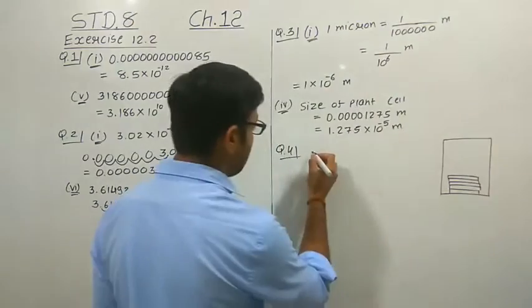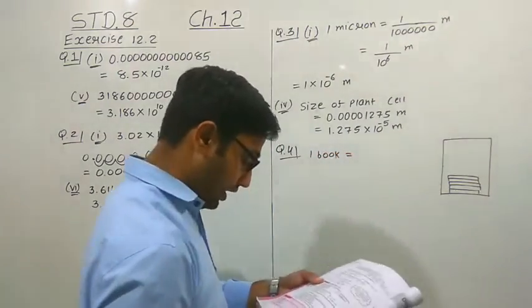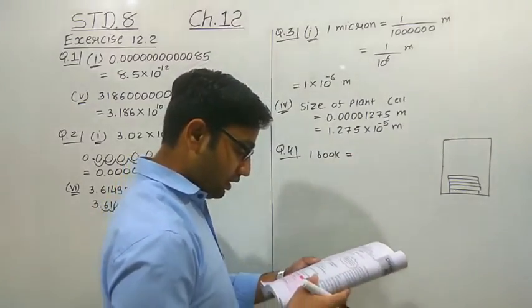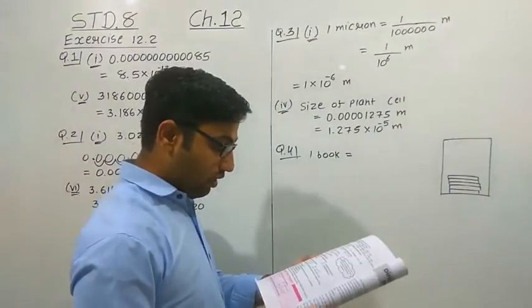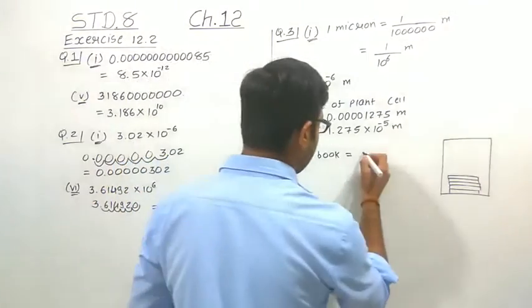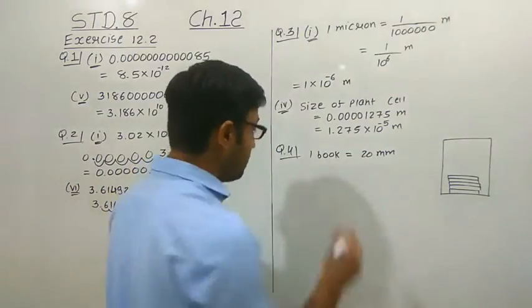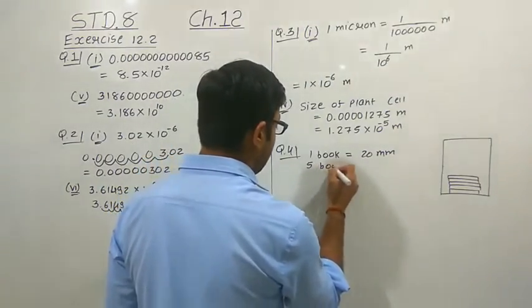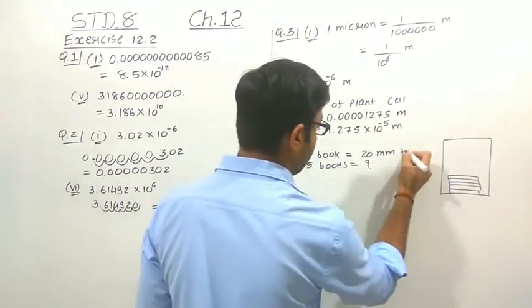One book is equal to the thickness we have given, that is 20 millimeter, because the word used is each. 5 books, each of thickness 20 millimeter. So now 5 books are there. So 5 books is equal to how much thickness? 20 millimeter.